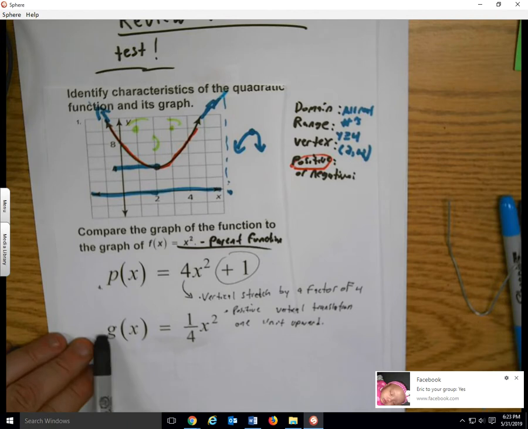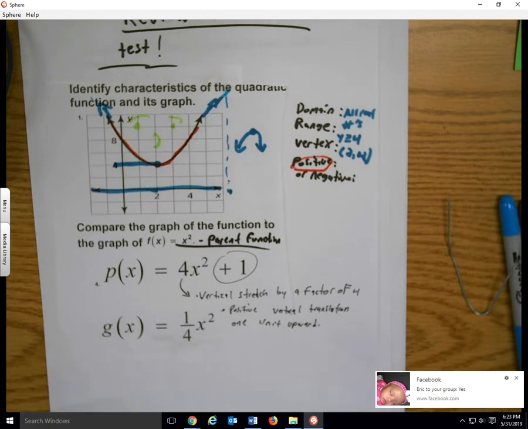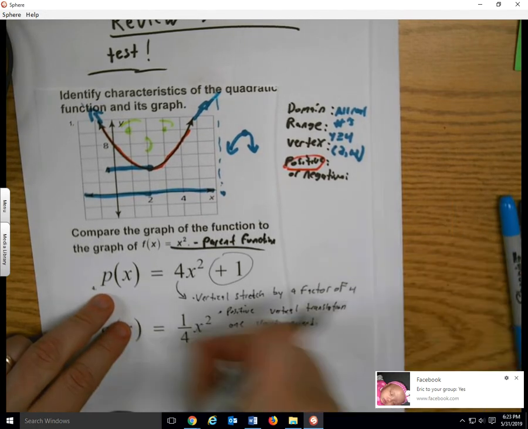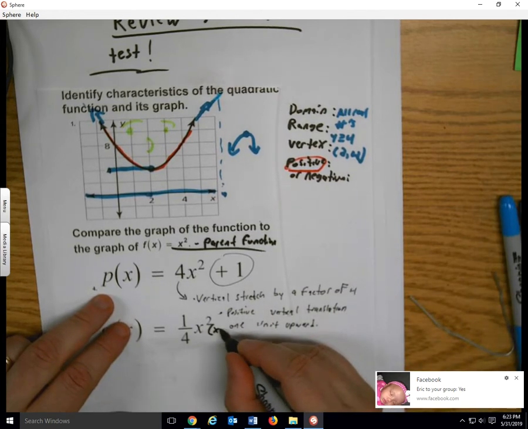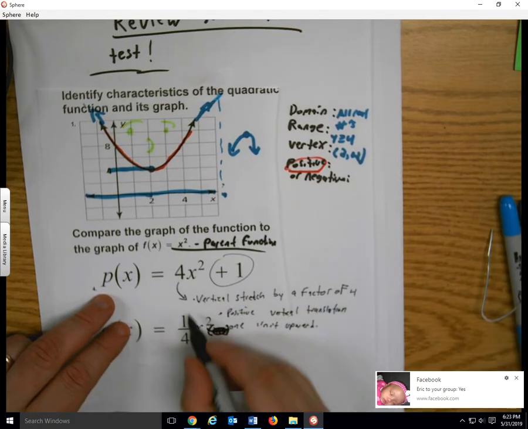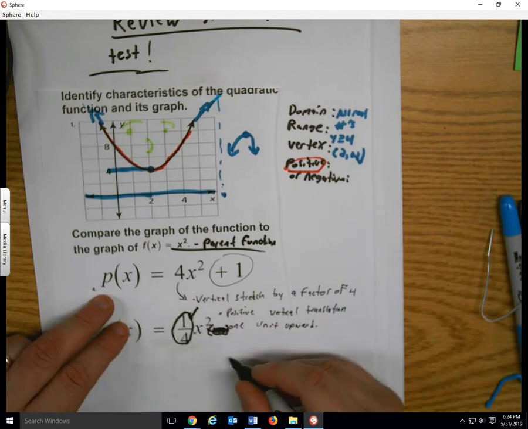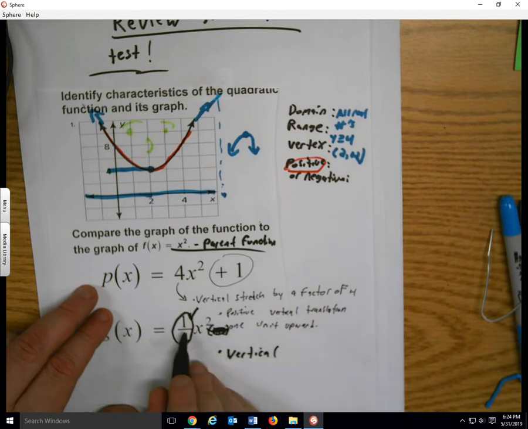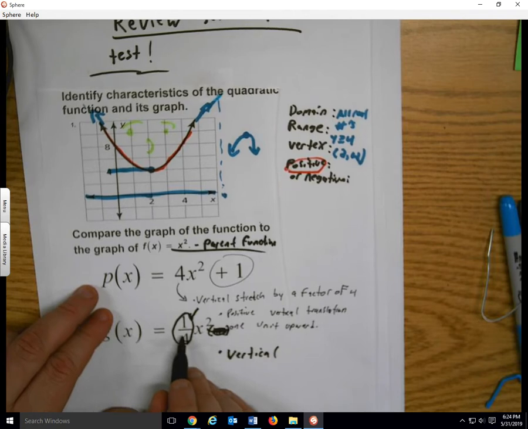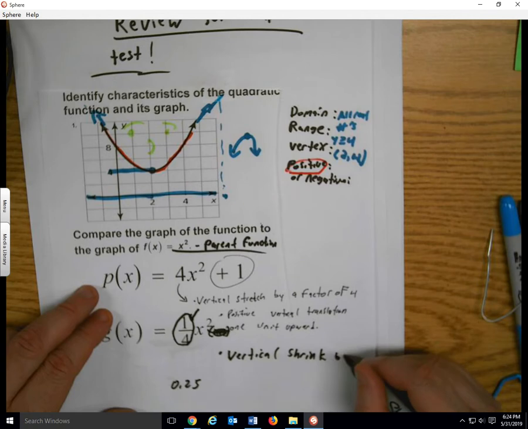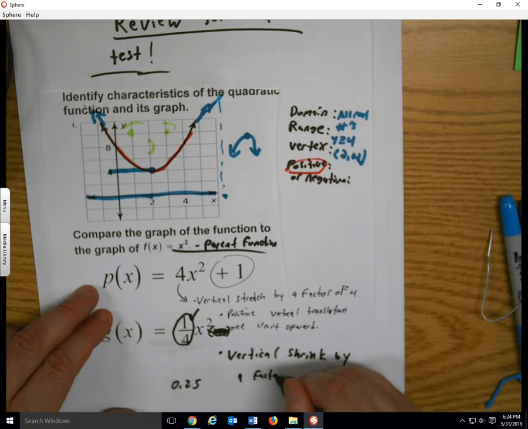So what about this one here? Very similar. This one, there's not a vertical or a horizontal translation. It's not moving up or down because there's nothing inside like this to move it sideways. All we're doing is this. This is the only thing being done to the parent function. And so that would be a vertical shrink. Now, this number is not greater than 1. It's less than 1. It would be a 0.25, right? But it's more than 0, so that's a vertical shrink by a factor of 4.